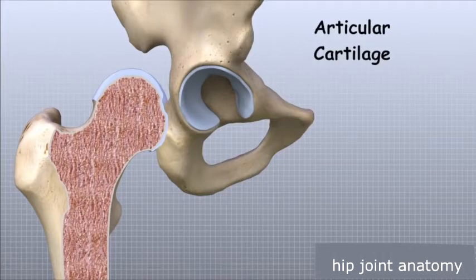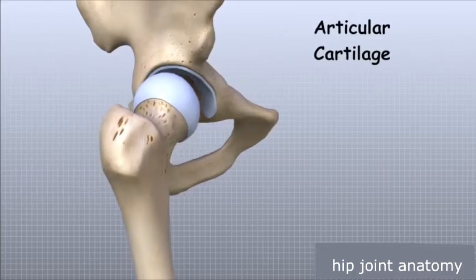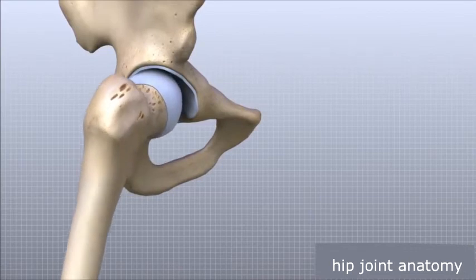In the hip joint, the articular cartilage covers the head of the femur and the socket of the pelvis. The cartilage is found to be thick in the upper and back part of the socket. This is exactly where the force occurs while walking and running.